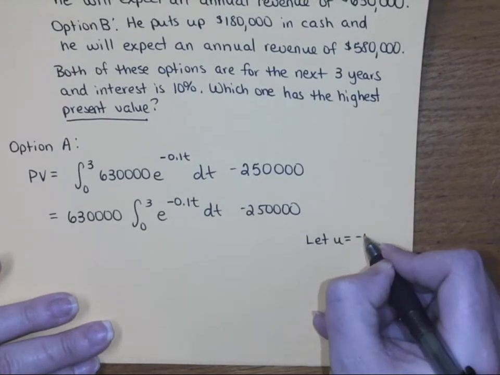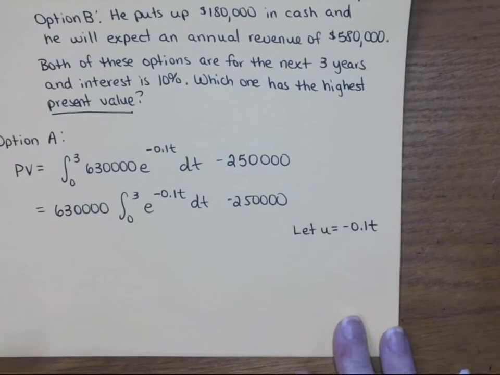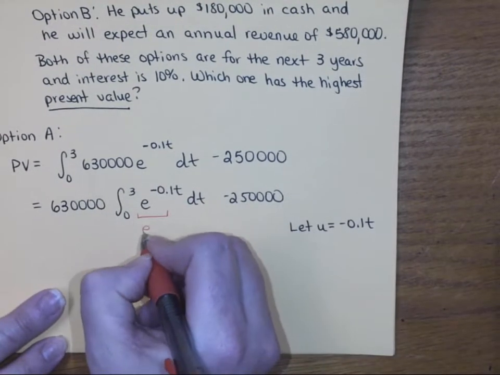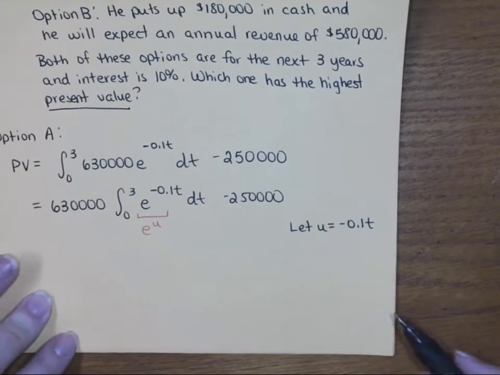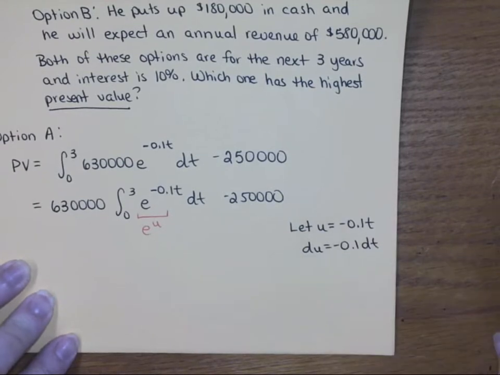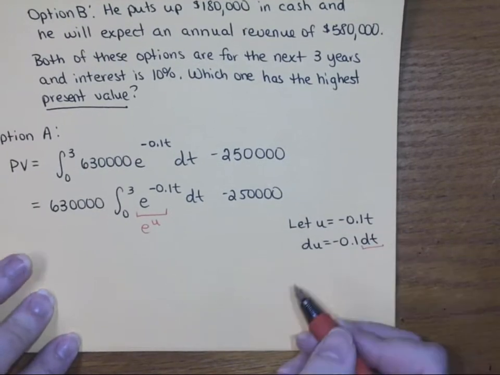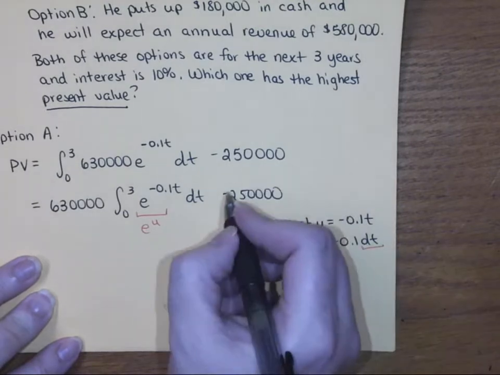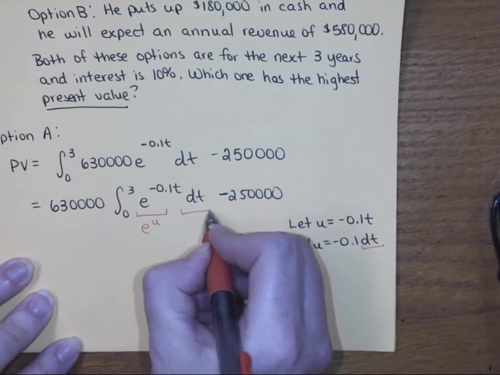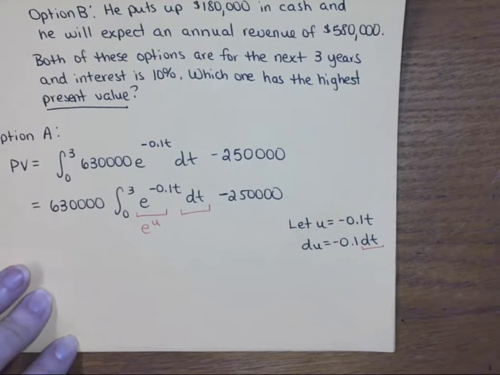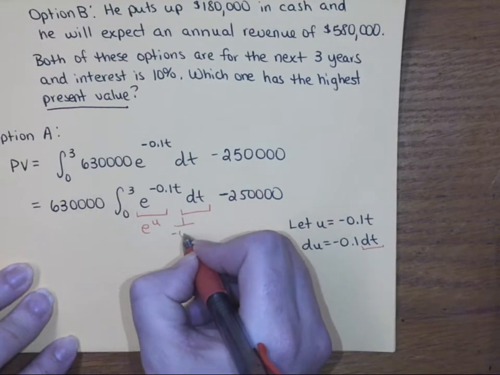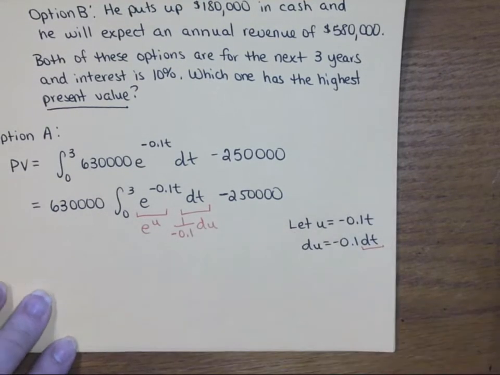So we're going to let u be negative 0.1t, okay? We're going to let that happen so that I can write this as e to the u, which is much nicer to deal with. The derivative of that would be negative 0.1 dt, okay? This is just notation. Okay, this is a subtraction. This does not come into play here at all. So if I want to have what I really need, I need to make an adjustment. I need to get rid of that. So I need to multiply by 1 over negative 0.1, and then I'll have du like I want.